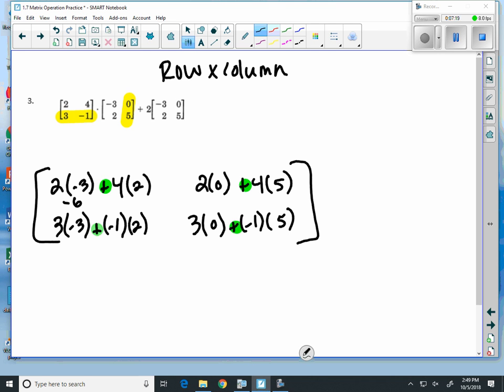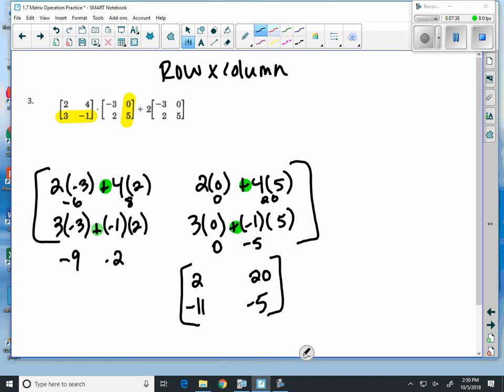Here I get negative 6 and 8. That would give me a positive 2. 0 and 20 would give me a positive 20. Negative 9 and negative 2 gives me a negative 11. 0 and negative 5 gives me negative 5. And that would be our final answer.